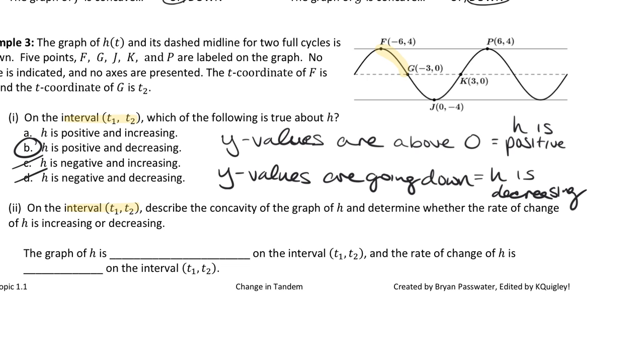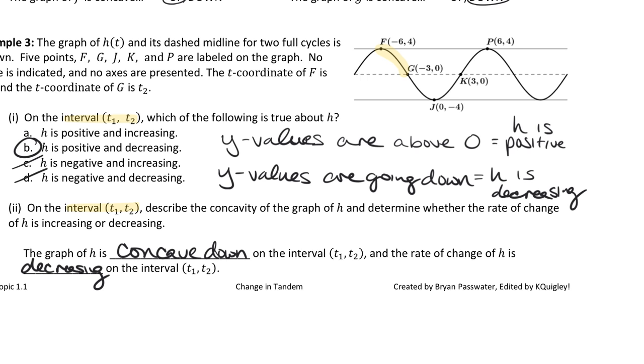So the first question talked about the outputs. The second question is talking about the rate of change. So let's look. This section right here, would you say that this is concave up or concave down? Concave down. So let's write that in. The graph of H is concave down on the interval from T1 to T2. Therefore, since it's concave down, what does that mean for the rate of change? Is it increasing or decreasing? Decreasing. Down means decreasing.